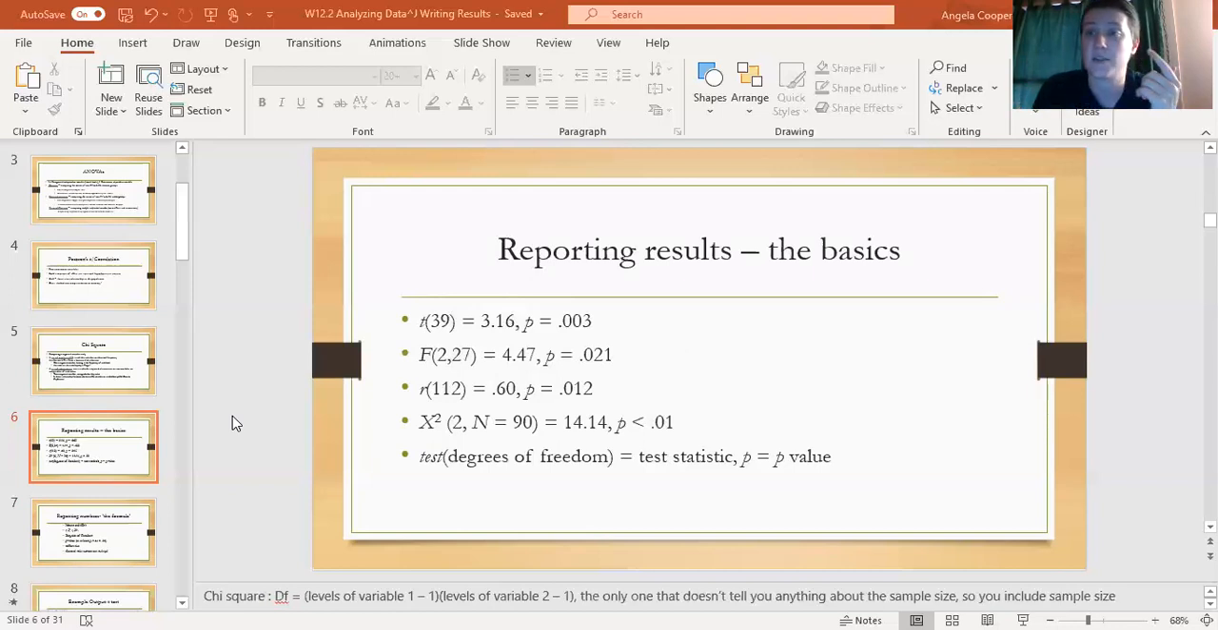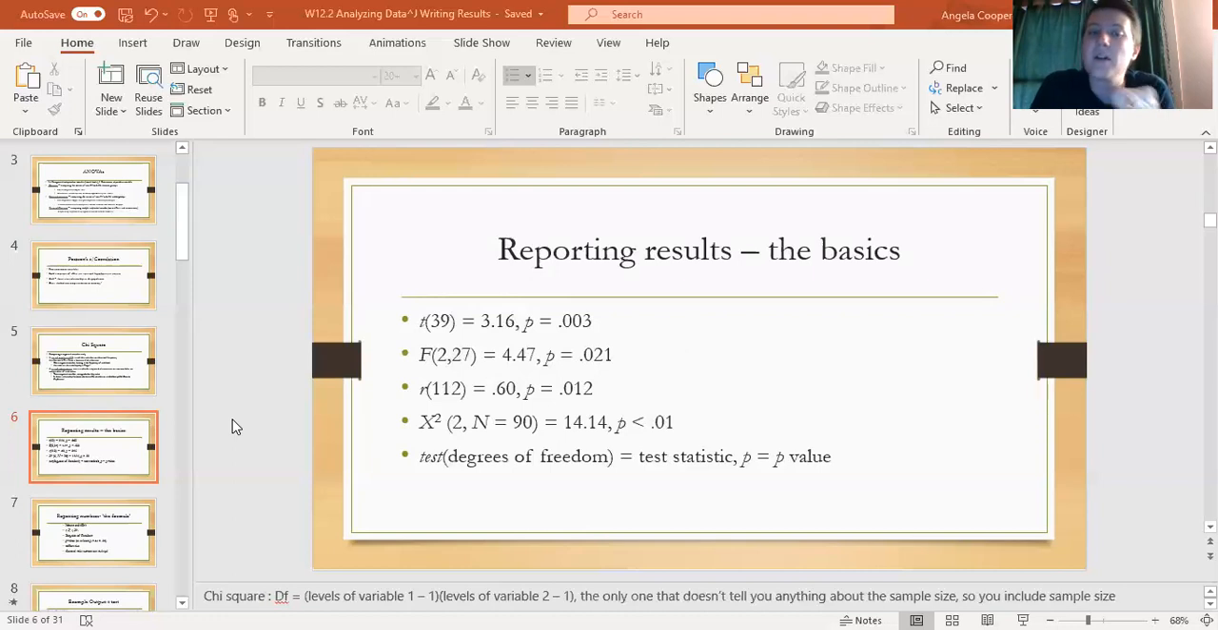Maybe you have statistical significance. You're like, oh my God, our hypothesis was supported by our data. That's exciting. And it is exciting. But you've got to know how to report that in APA style. So this here is just a breakdown of what I've discussed, where each bullet point represents a different test. That first one, t(39) = 3.16, p = 0.003, that's reporting a t-test. Now that can be the same for dependent and independent samples t-tests. You have your degrees of freedom in parentheses, your test statistic, so for a t-test, that would be your t statistic, and your p-value.